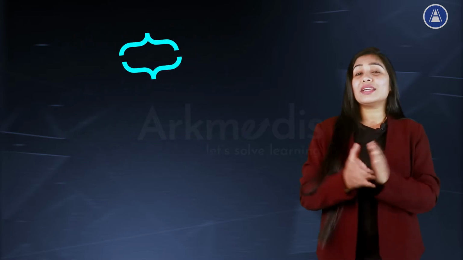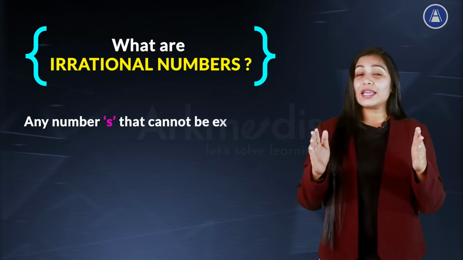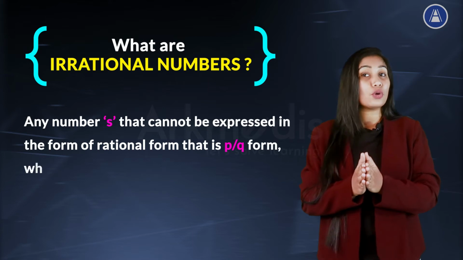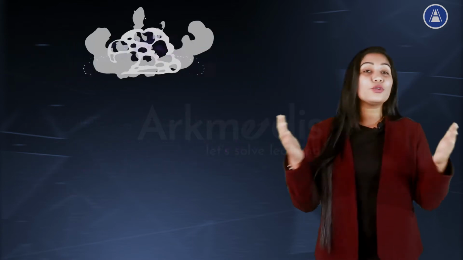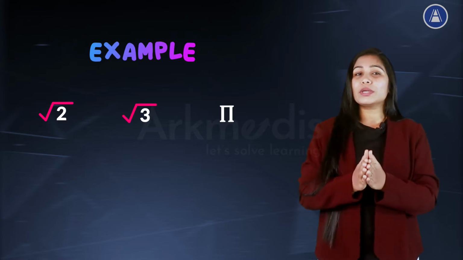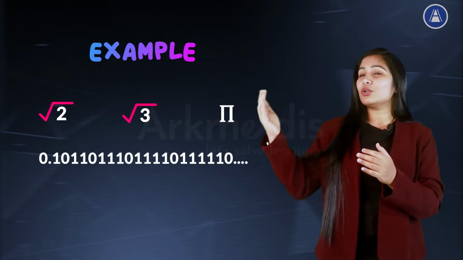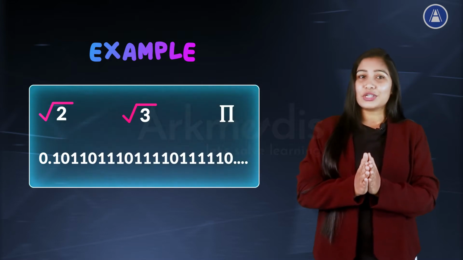So, here comes the question: what are irrational numbers? Any number, let's say S, that cannot be expressed in the form of a rational number, that is P by Q form, where Q is not equal to 0, is called an irrational number. For example, root 2 is an irrational number, root 3 is an irrational number, pi, and also 0.10110111101110, etc. All these are irrational numbers.